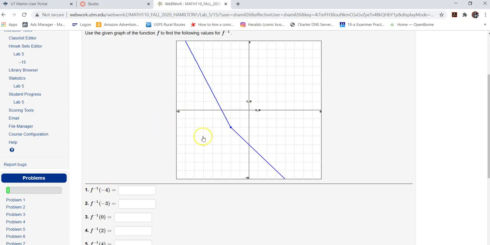And so what not to do is to go to -4 and up 2. The answer to this is not 2. That would have been the correct answer if the question had been, what is f evaluated at -4? That's not the question here. This is the graph of f. You're being asked for f inverse of these values.